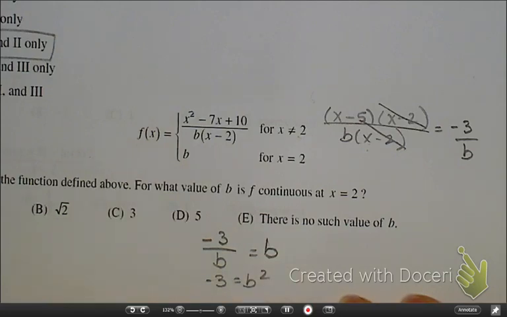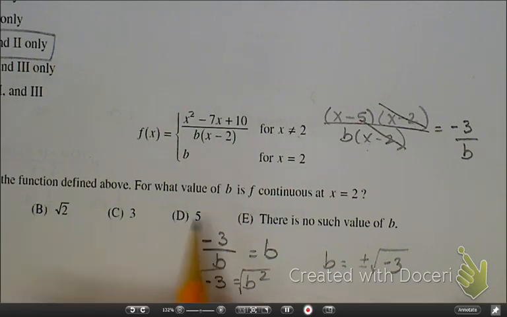And then last but not least, to solve for b, I want to take the square root of both sides. So that means that b is equal to plus or minus the square root of negative 3. Well, you can't take the square root of a negative number, or at least it's not a real number, so therefore the answer choice is E. There is no such value of b that would make this function continuous.